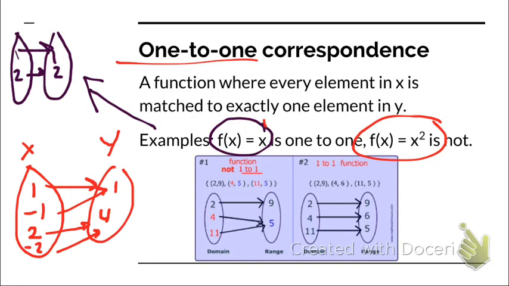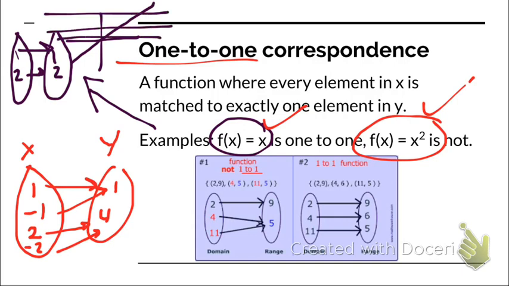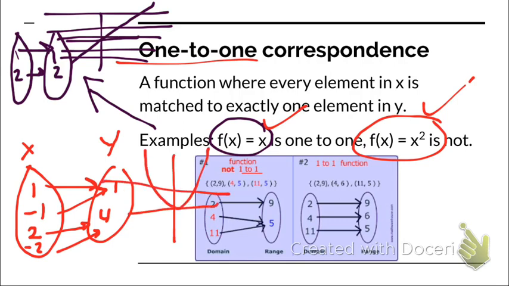So f of x equals x is an example of something that's one-to-one. F of x equals x squared is not one-to-one. And you could check one-to-one by the horizontal line test. If you look at this graph of f of x equals x, that's constantly increasing. No matter how many horizontal lines you draw, it's always going to hit the graph at exactly one point. Therefore, it's one-to-one. But if you draw a horizontal line on a parabola, at certain points it's going to hit the graph at 2 points.